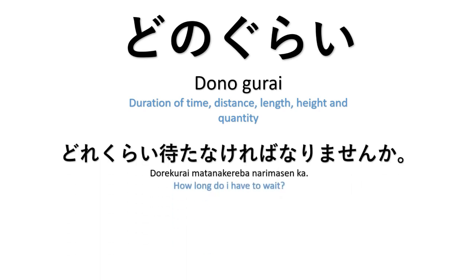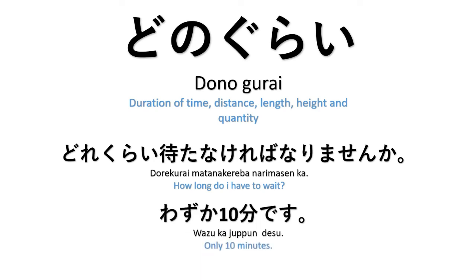And last example, we can use here donogurai, another version. Donogurai matanakereba narimasen ka? How long do I have to wait? わずか10分です。Only 10 minutes.